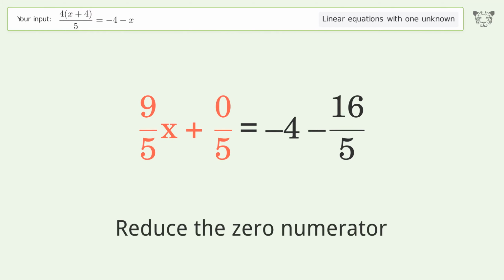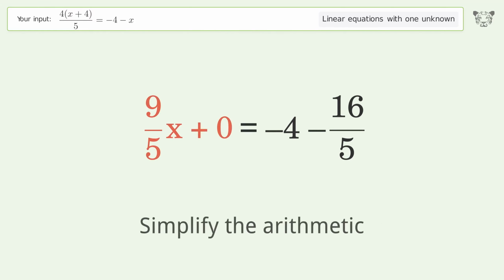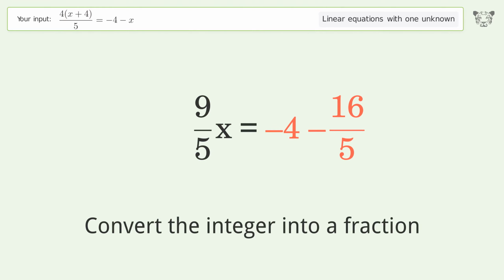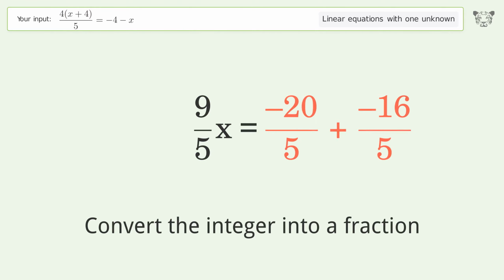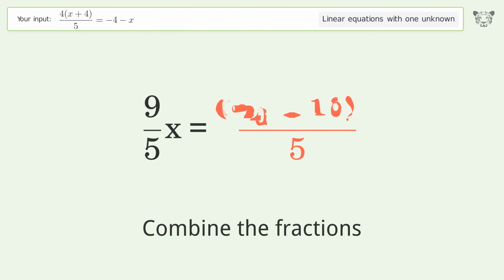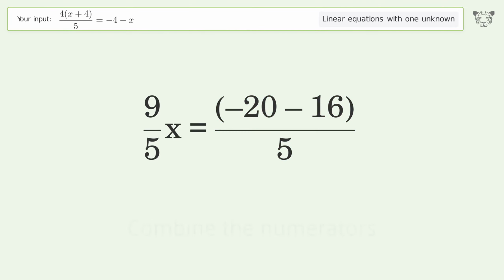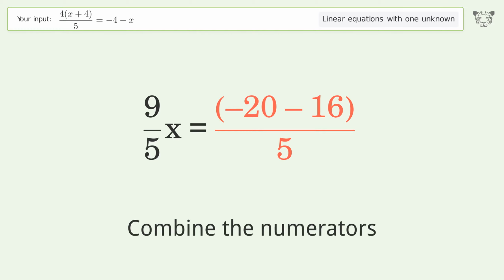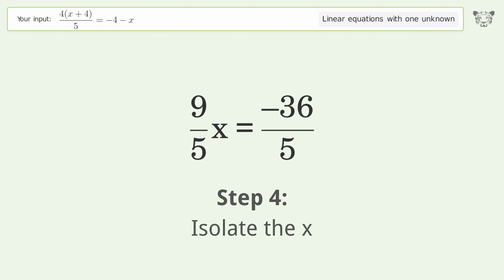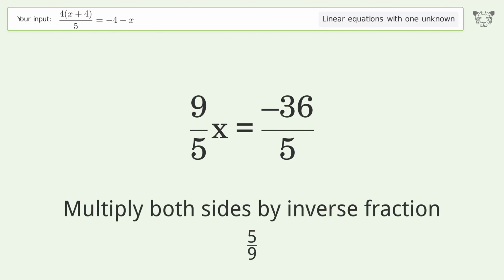Reduce the zero numerator. Simplify the arithmetic. Convert the integer into a fraction. Combine the fractions. Combine the numerators. Isolate the x. Multiply both sides by inverse fraction 5/9.